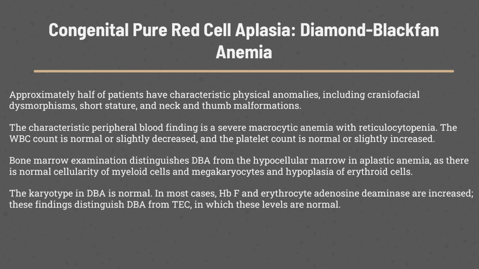The karyotype in DBA is normal. In most cases, HbF and erythrocyte adenosine deaminase are increased. These findings distinguish DBA from transient erythroblastopenia of childhood, in which these levels are normal.